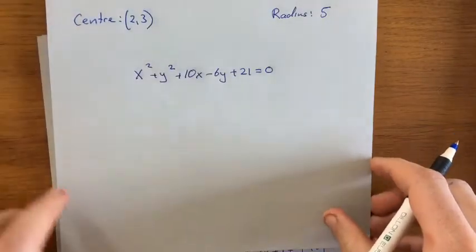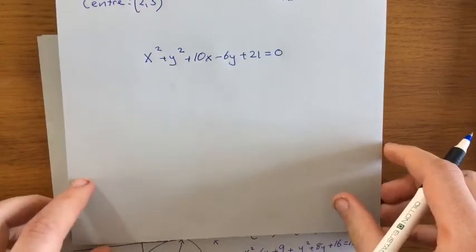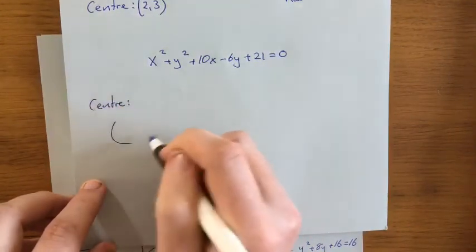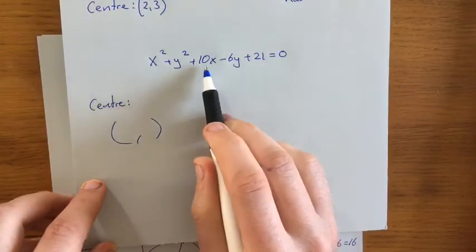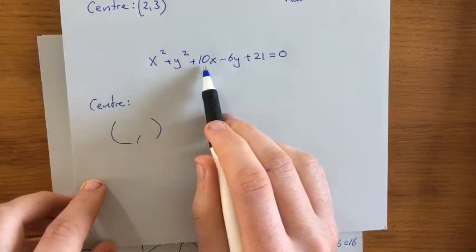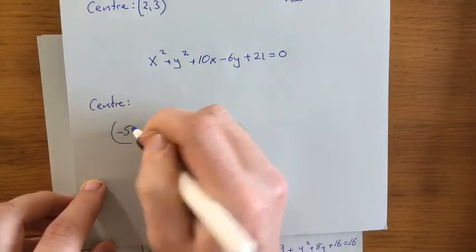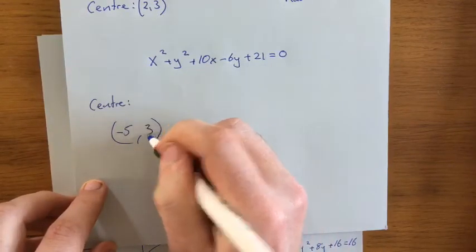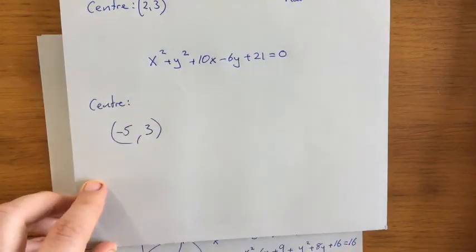and I want you to find the center and the radius of this circle, please. Okay, so to find the center and the radius, so first of all the center. As I just said, to find the center, you halve this number and change the sign. So that's going to be minus 5. And then you halve this number and change the sign. So the center of that circle there is minus 5, 3.